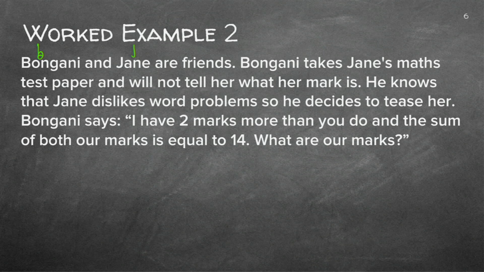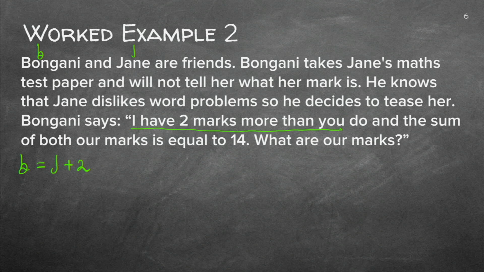Bongani says, I have 2 marks more than you do. So that is the first part of the problem, guys. So we know at this point that Bongani has 2 marks more than Jane does. So whatever Jane got, we add that by 2. So whatever value that Jane got, we need to add it by 2. That is the first part that we know.